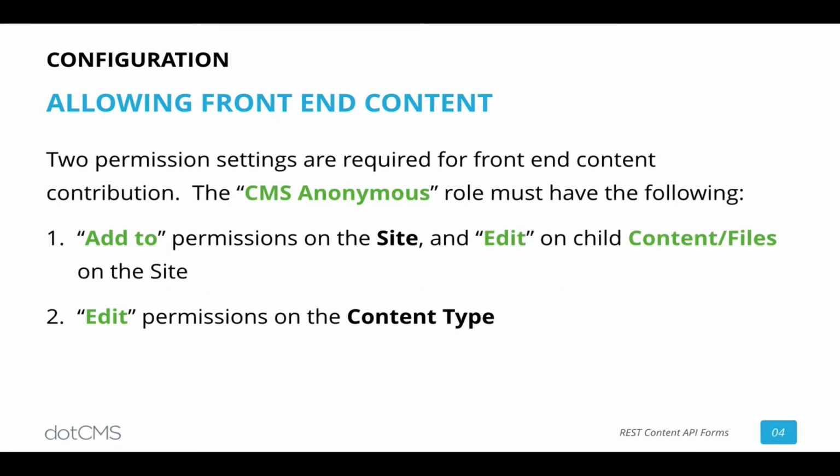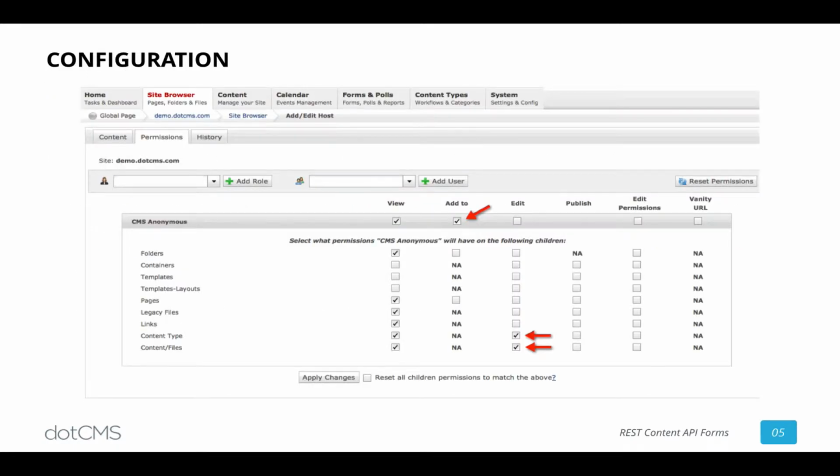In addition to setting the configuration property, there are two permission settings that are required for successful front-end content contribution by a non-logged-in user. The CMS Anonymous role must have both the ability to add to on a site and edit child content or files to the site. Additionally, the CMS Anonymous user will need, at least, edit permissions on the content type that will be submitted by the form. Let's look at an example of what the site permissions for anonymous front-end users should look like.